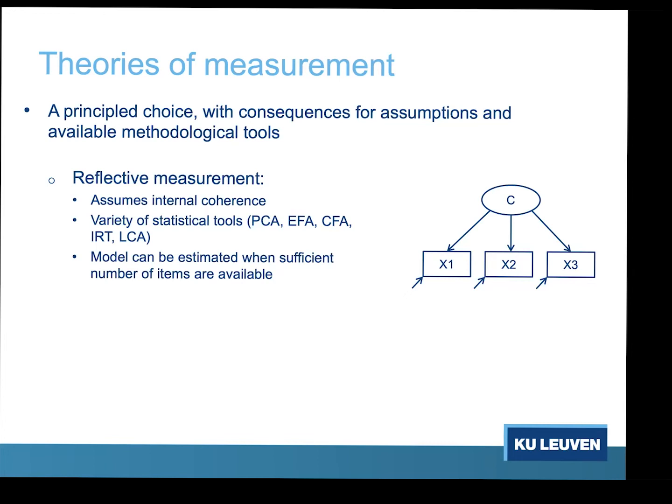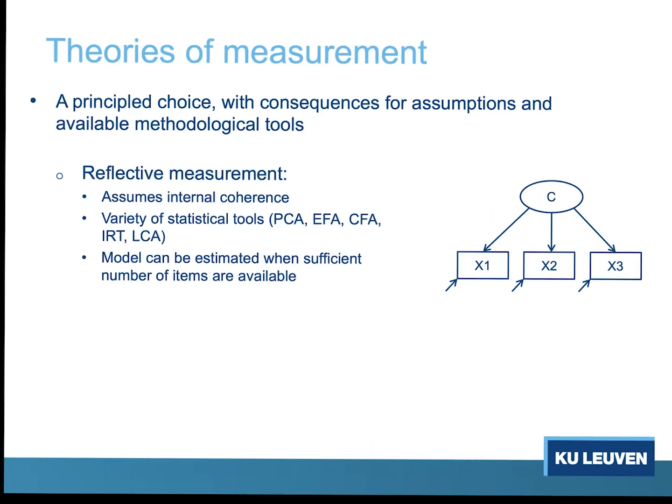For example, the reflective measurement here, what we would assume is that the indicators are internally coherent, right? If they all reflect one and the same underlying attitude, they should intercorrelate strongly. So we can assess the measurement quality by looking at internal coherence. And this is typically what statistical tools that are based on factor analysis do, right?